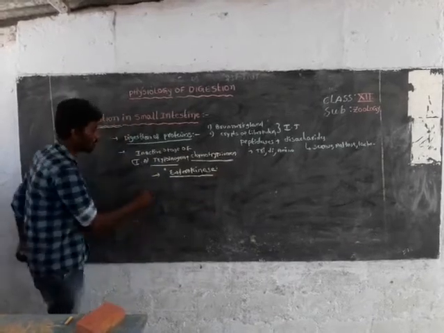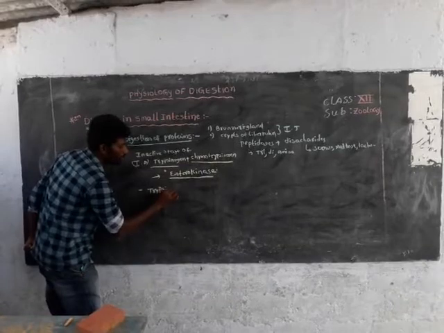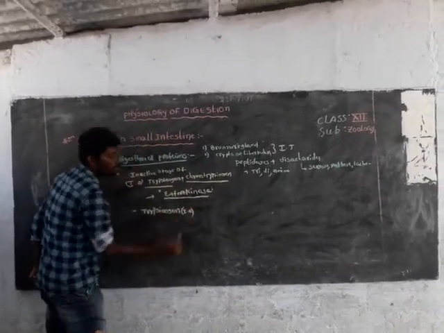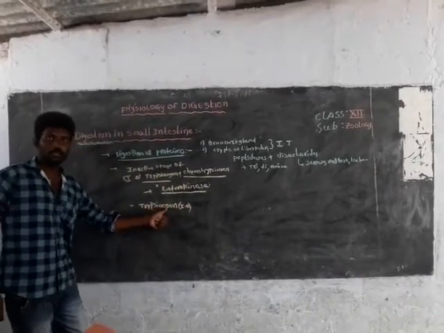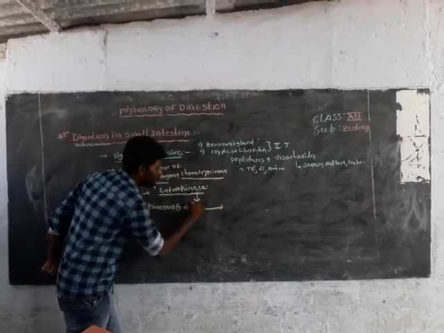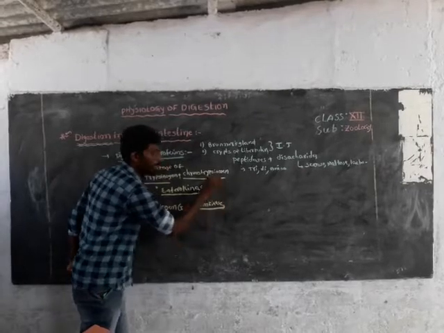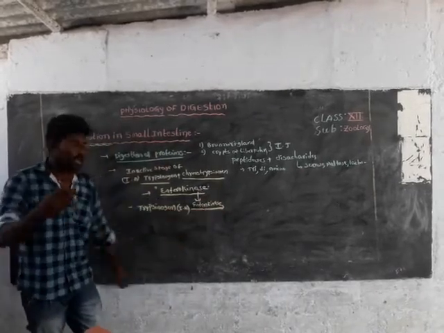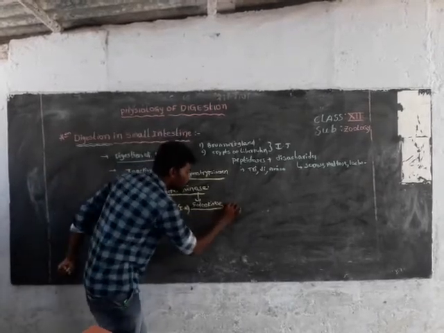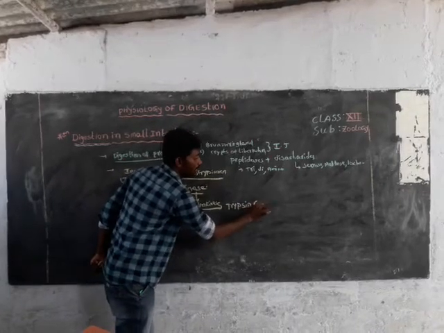Now, the equation form. The inactive trypsinogen is activated by the enterokinase enzyme. Finally, the inactive trypsinogen is converted to the active form, trypsin.